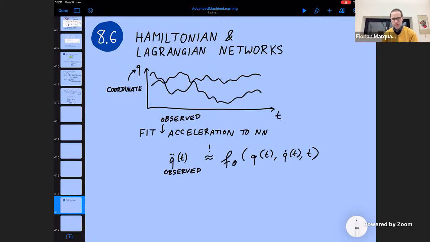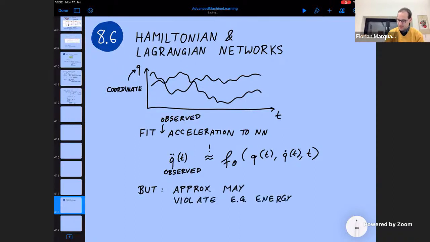But the problem here is this approximation may be very bad in some very important respects. In particular, it could very easily violate energy conservation, even though maybe the actual trajectories have energy conservation perfectly fulfilled, because these are maybe planets moving in free space and there's nothing to slow them down. And so that is not very nice, especially if you want to use this obtained equation of motion to make predictions for longer times. There, it's really bad if your energy slowly fades away.